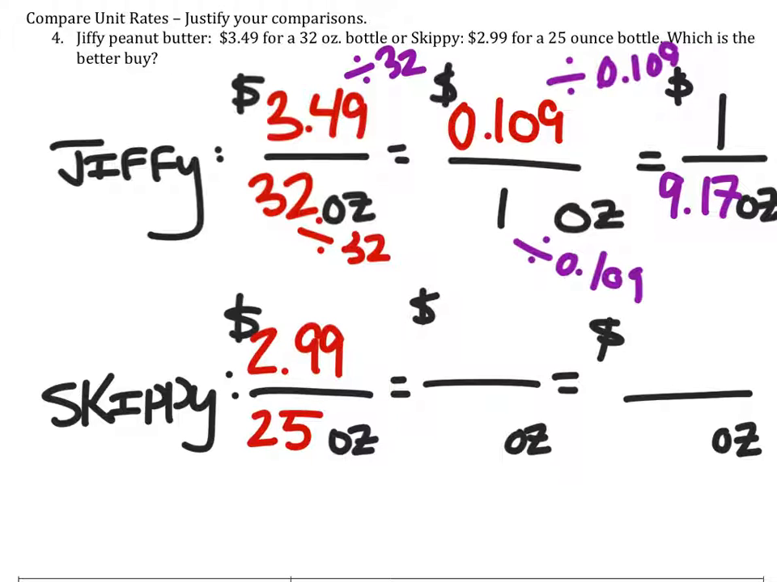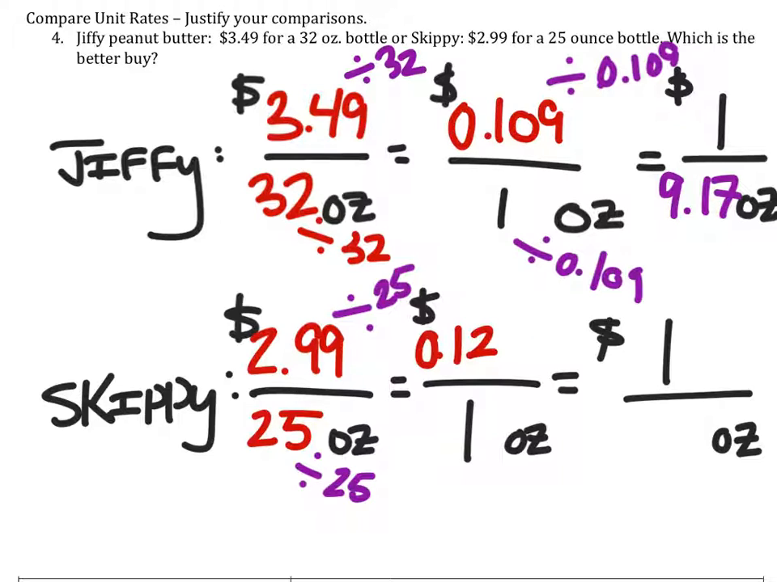And we will figure it out for 1 ounce and $1 unit rates. So to do these, we would divide by 25. 25 divided by 25 is a 1. So we'll take $2.99 and divide that by 25. Alright, so for the price, I would have 0.112. So we can see that Jiffy will cost less dollars for 1 ounce.